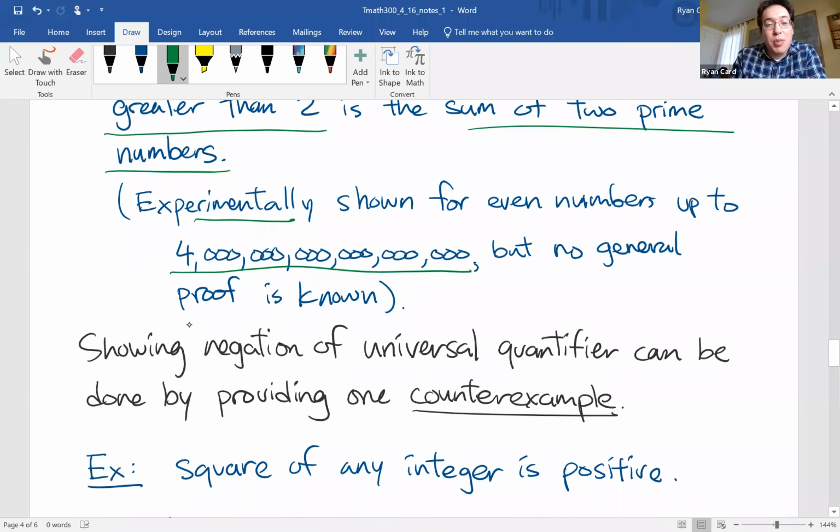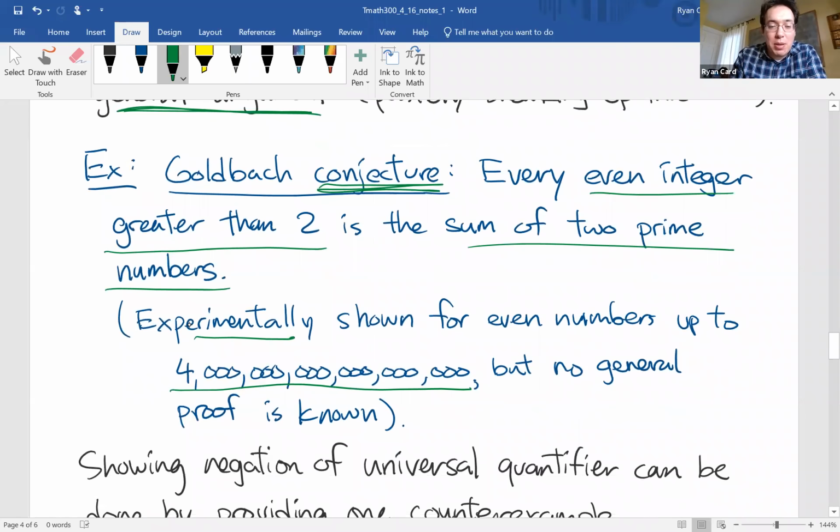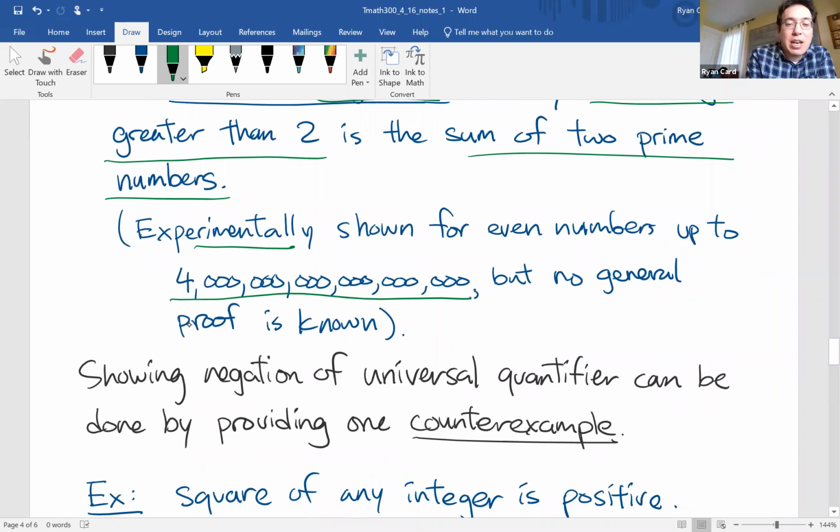Okay, as opposed to those types of universal statements, showing the negation, that something doesn't hold for all, is much easier. By easier, I mean, if it's true, then you can just provide one example. And the example you can show that it fails for is called a counterexample.